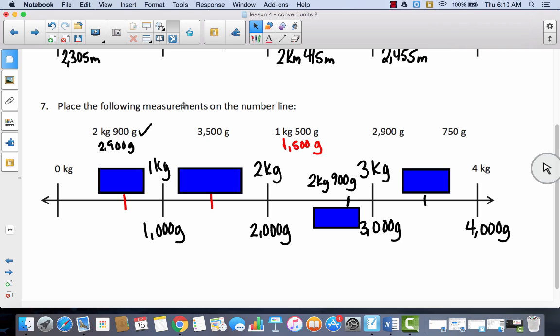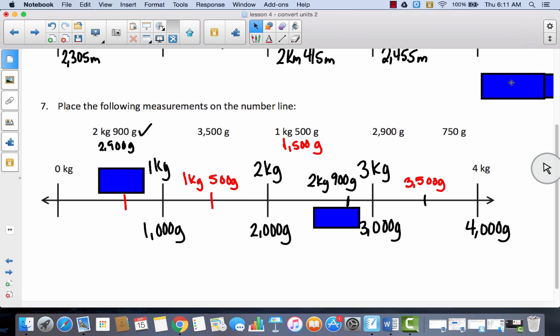Okay, so hopefully you paused the video and tried to do some of this by yourself. Now, this one was a little bit easy because they already had it in grams for me. So I was thinking, well, 3,500 grams is going to come between 3,000 and 4,000, and 3,500 would be right in the middle. So I went ahead and put it right here. And I wrote this in red so that you could see it was a little bit different. For 1 kilogram and 500 grams, I converted it to 1,500 grams. And I knew that that would be between 1,000 and 2,000. And 1,500 would be right in the middle. So that's where I put it.